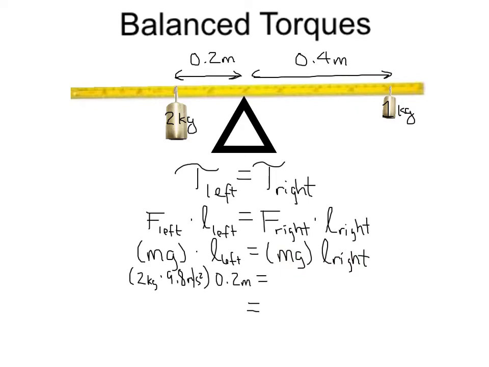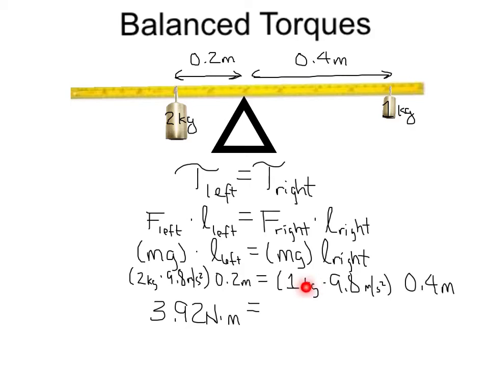So the torque on the left would be the 2 kilogram mass times g, or 9.8 meters per second squared, times the lever arm on the left. This results in a torque on the left of 3.92 Newton meters. So let's see if the torque on the right equals that. We take 1 kilogram times 9.8 meters per second squared times 0.4. And we see we also get 3.92 Newton meters. Thus, the torques are balanced, and there is no net rotation.